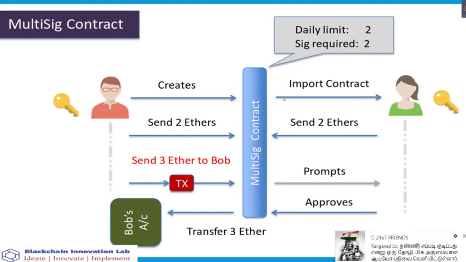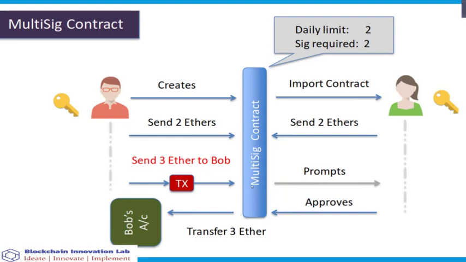So once the contract gets imported, this guy is sending out two ethers, and she's also sending out two ethers. However, he's supposed to send only two ethers, but he's requesting three ethers from this particular account, which is a multi-sig contract. That means it's a joint account, which is owned by these two people. And any day, each of them needs to spend only two ethers, right? However, Bob is sending out a request for three ethers.